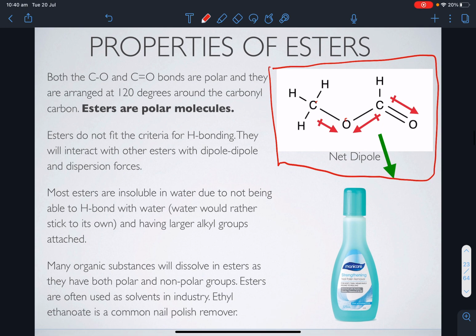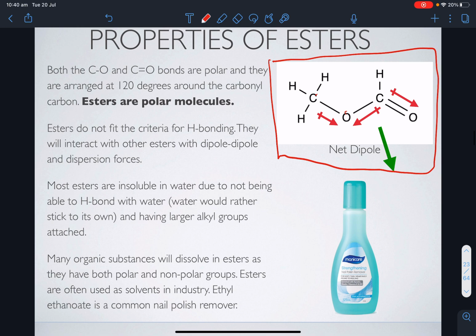But notice, they do not fit the criteria for the really, really strong polar molecule that can do hydrogen bonding, okay? Because we haven't got a hydrogen bonded to an oxygen there. They're all bonded to the carbons, okay? So when two esters come near each other, they interact with dipole-dipole attraction and dispersion forces, but not that really, really strong dipole-dipole attraction, which we call hydrogen bonding, okay?